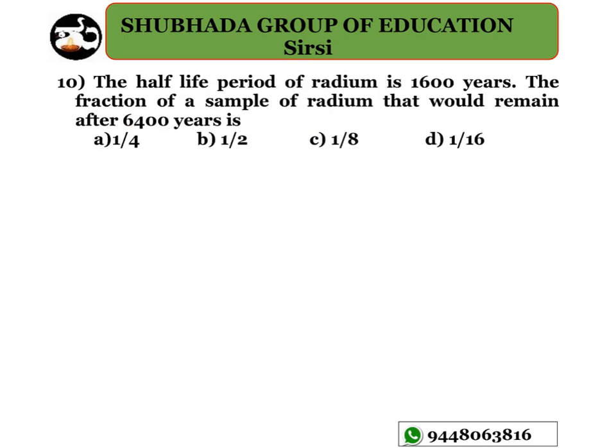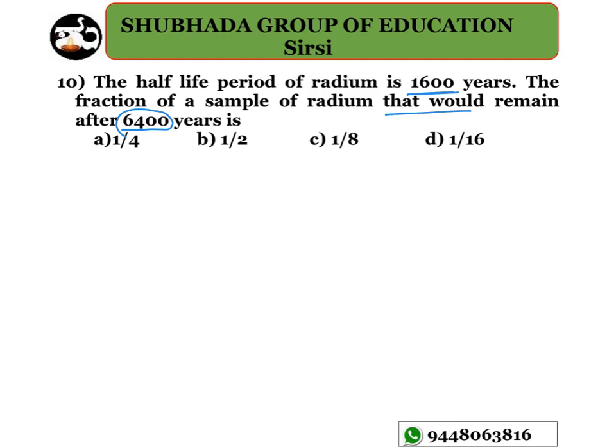Look at the next problem here. The half-life period of radium is 1600 years. So this is what is given. The half-life period of radium is 1600 years. The fraction of a sample of radium that would remain after 6400 years will be.